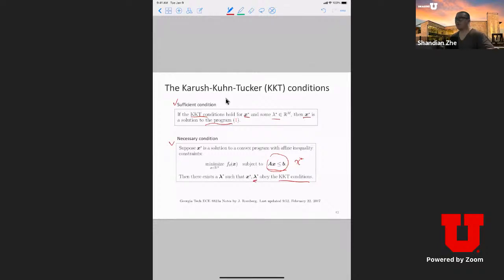Any questions so far? So they're just a set of testing conditions. We can use these testing conditions to verify if we have found a solution for a constrained optimization problem. Under certain circumstances, like when your constraint functions are linear, you can also use KKT conditions as necessary conditions. Any questions so far? Is anyone good?